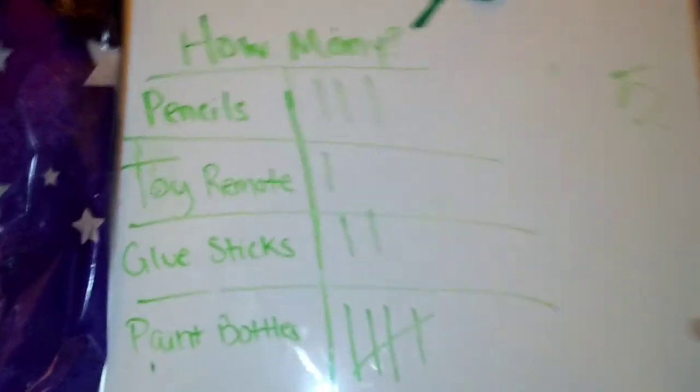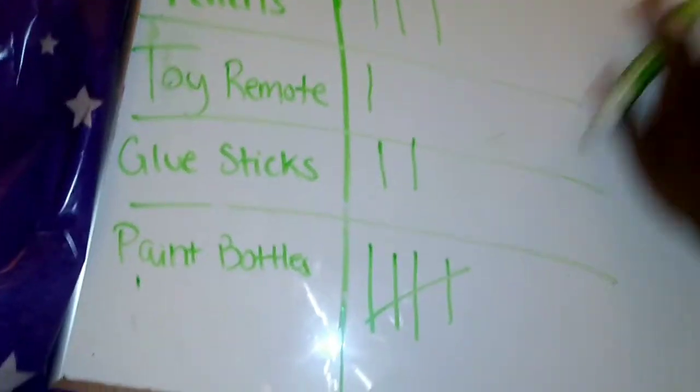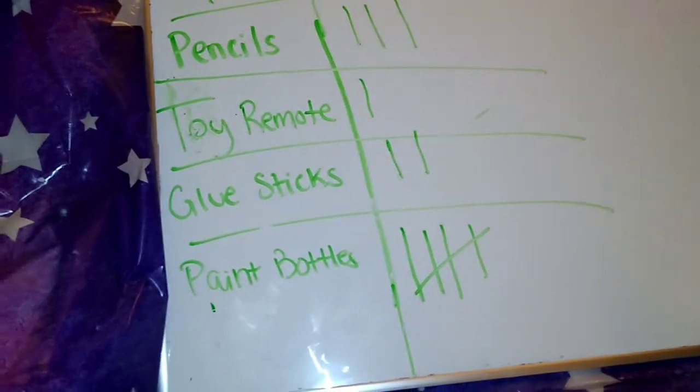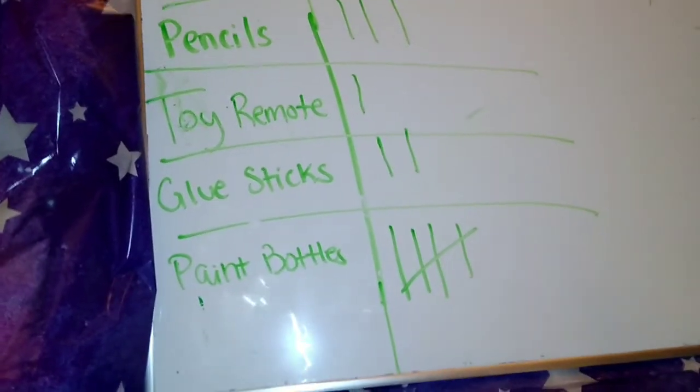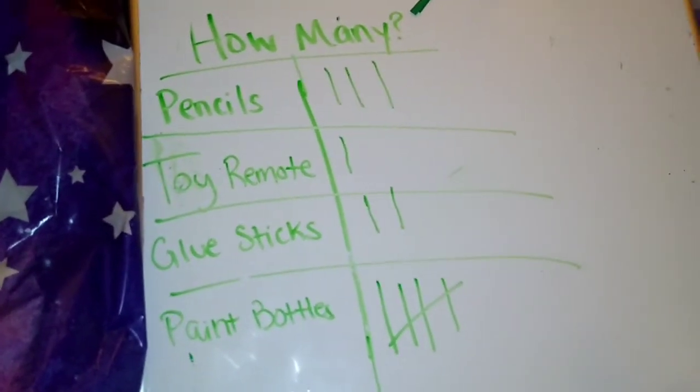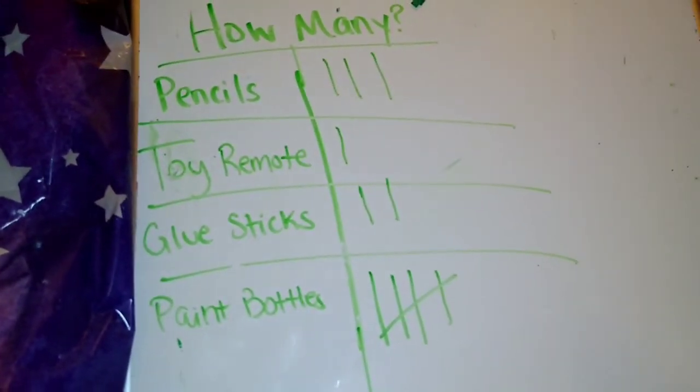You can ask different questions based on this chart, which is also a good activity to do with your child. You could say how many more paint bottles than glue sticks. You could say how many things we have in all. So it's just a great activity to be able to do all of those things with them.